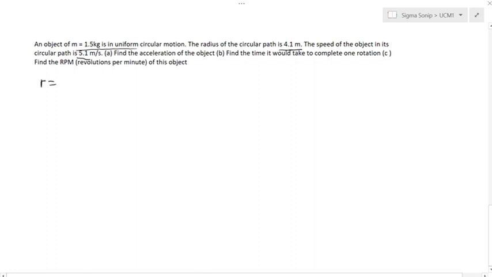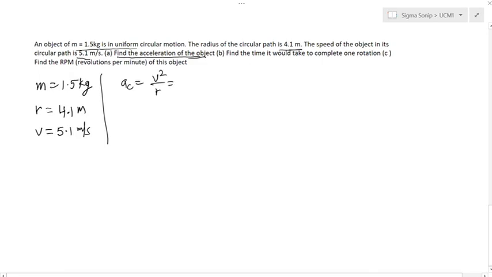I'll start with m because m is also given. So let's write m is equal to 1.5 kilogram. R is equal to 4.1 meter and speed is equal to 5.1 meters per second. What we need to find? We need to find the acceleration of the object. Okay, so we are finding the acceleration of the object, which is v square over r.